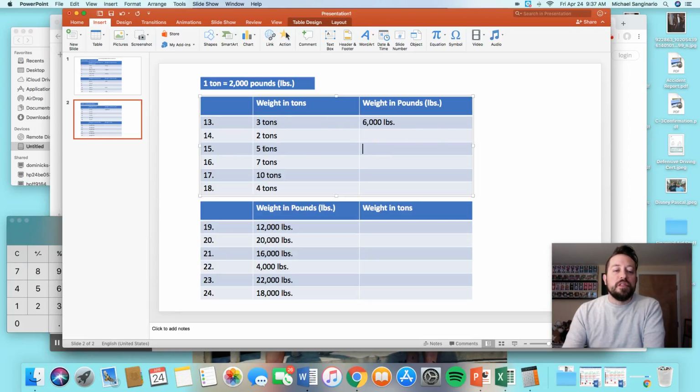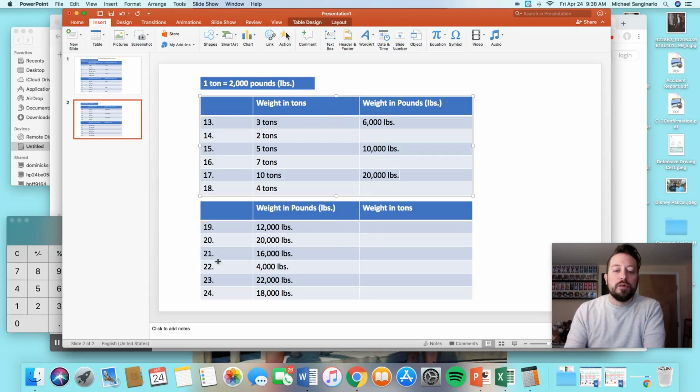Number 15. So we have 5 tons. 5 times 2 is 10. 5, 10. So I'm going to put my 10 in and follow with 3 zeros, and you're done. Okay, number 16 you can do on your own. Okay, this one is 10 tons. 10 times 2 is 20, and then follow the 3 zeros again, pounds, and you're done.